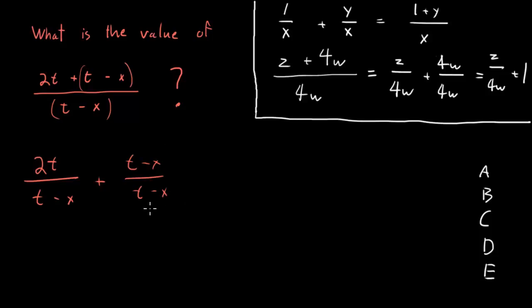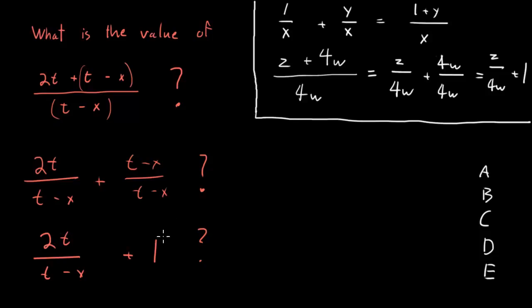Sure enough, this guy is going to reduce down to 1. So, our question, what is the value of this thing? And keep that question mark there. Always want to remember that this is a question, not something that we know. And we can go one step further, reducing this down to 1. Now our question is, what is the value of 2t over t minus x plus 1? Question mark. And I would say that this is a little bit less intimidating than this original question.